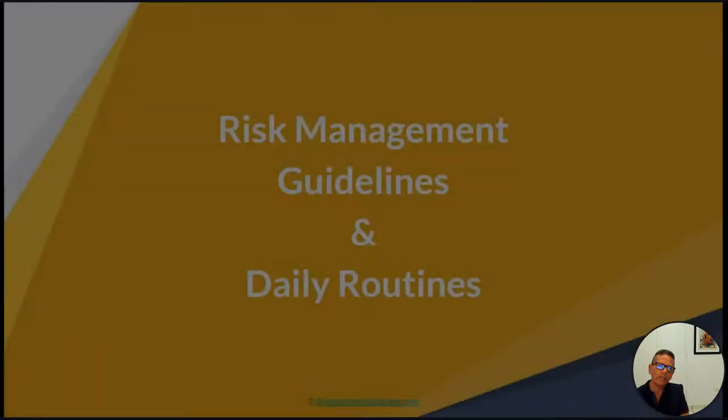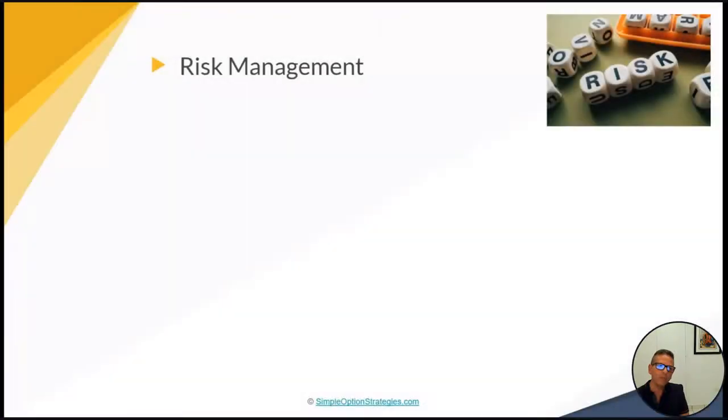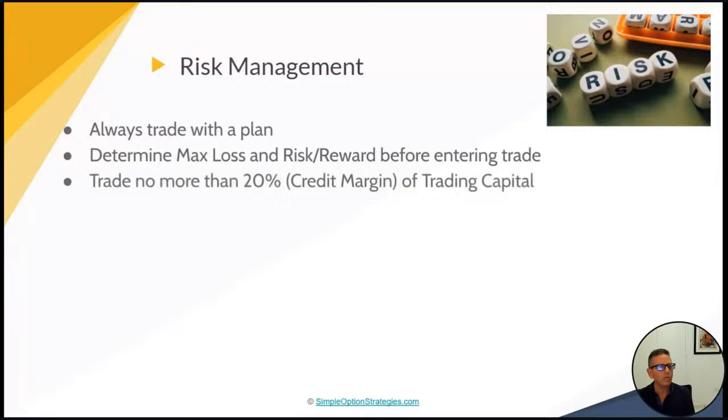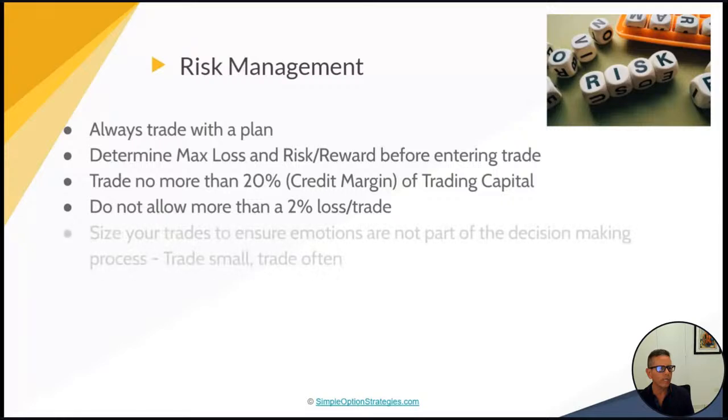All right. So let's talk about risk management guidelines and daily routine. Always trade with a plan. Number one, always determine your risk and your max loss, so you know what you're getting into. Trade with no more than 20% credit margin in your account, so that you have room for drawdowns, and you don't get emotionally involved in your trade. It should be mechanical. Do not allow for more than a 2% loss on any trade, and size your trades to ensure that emotions are not part of the decision-making process. I always say, trade small, trade often, and you will do well.